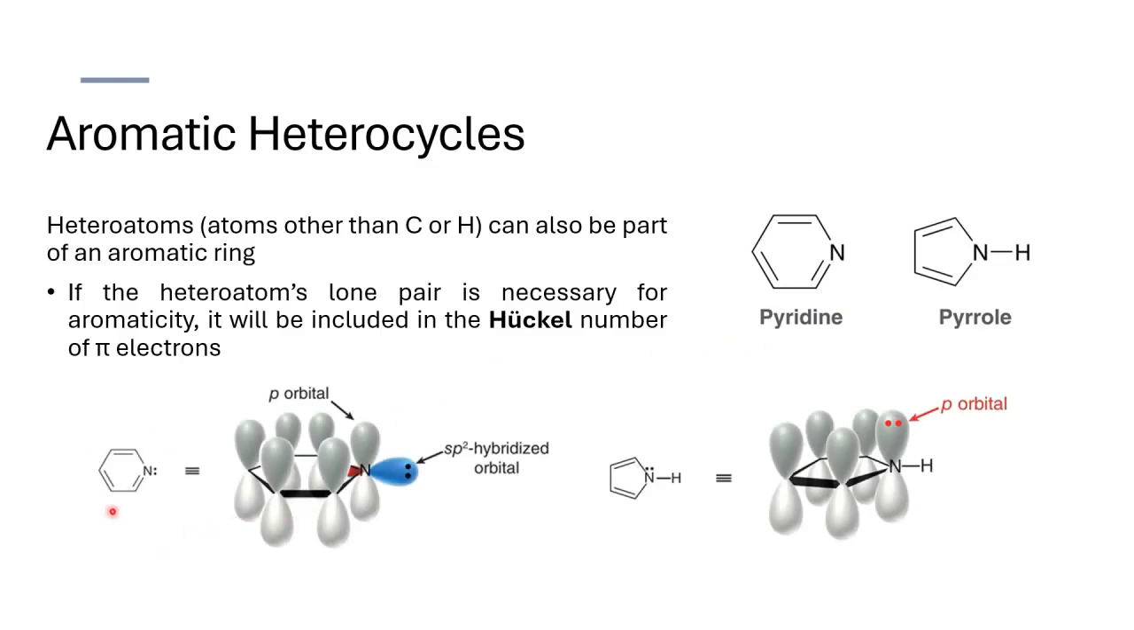Because the benzene-like ring here with the N heteroatom already has the 6 pi electrons, it does not need that lone pair, and it should not be included. This lone pair of electrons will be in a perpendicular sp2 hybridized orbital away from the p orbital overlap. They are not included. But in pyrrole, that lone pair must be included in order to have the 6 pi electrons. So that lone pair is in a p orbital, and the N is sp2 hybridized.